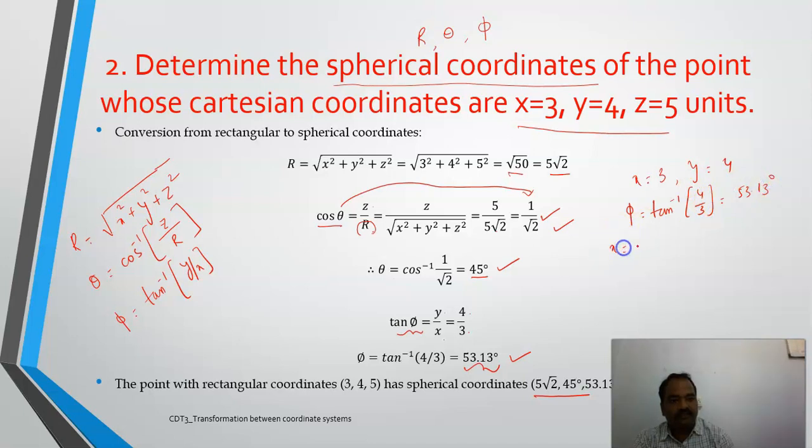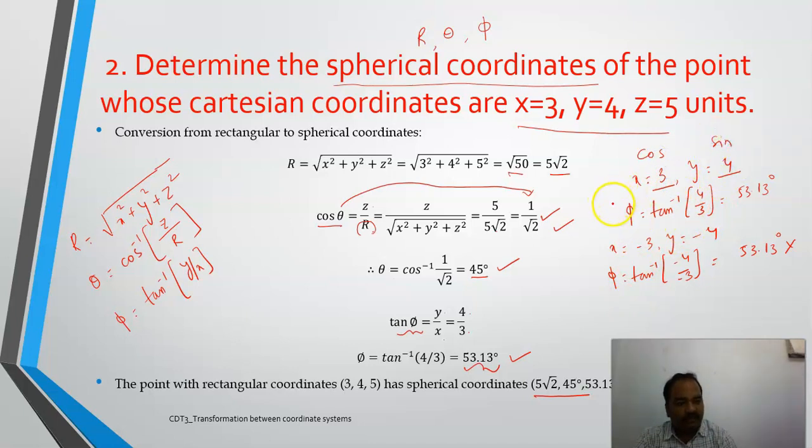Now let us suppose x is equal to minus 3, y is equal to minus 4. So in that case also, phi is equal to tan inverse of minus 4 by minus 3. Again, minus minus get cancelled. You people will write it as 53.13. No, it is not correct, because if you carefully see, this indicates a cos component, this indicates a sine component.